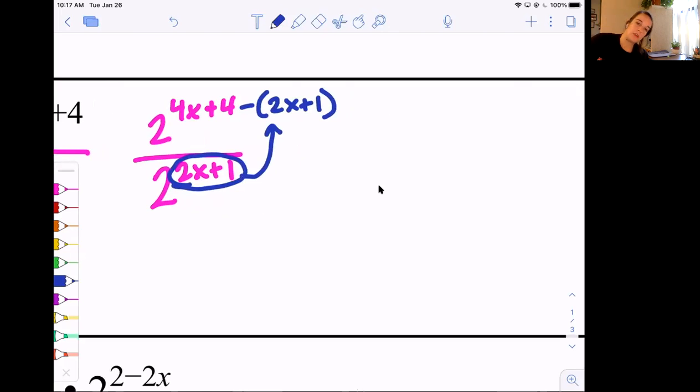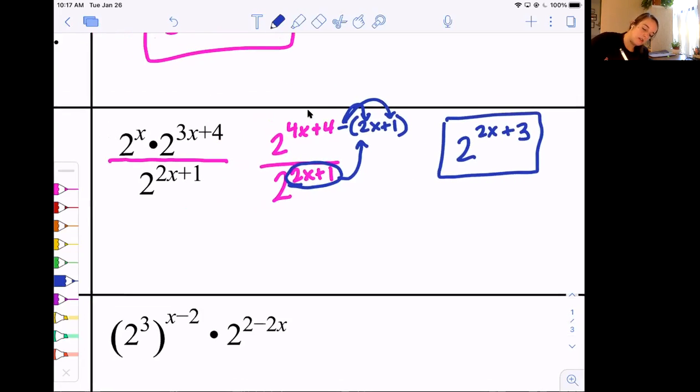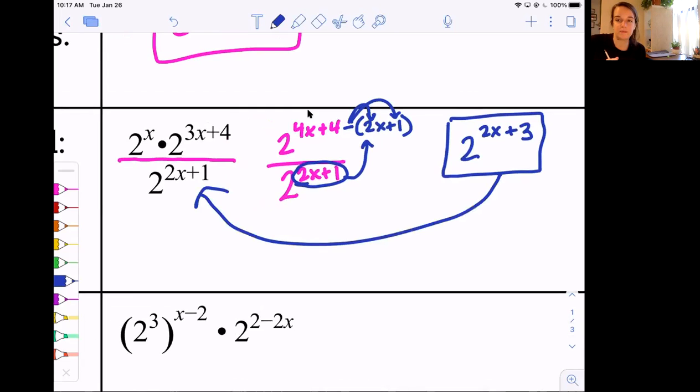So I have 4x minus 2x. So I'd have 2 to the power of 2x, 4 minus 2. And then I have positive 4 minus positive 1. So 4 minus 1 would be plus 3. I would say the biggest stumbling block is that you should distribute the negative. I sort of did that in my head, 4 minus 1. But if you wanted to, you could write it out and actually distribute the negative as well. This is the simplified version of what we started with here.